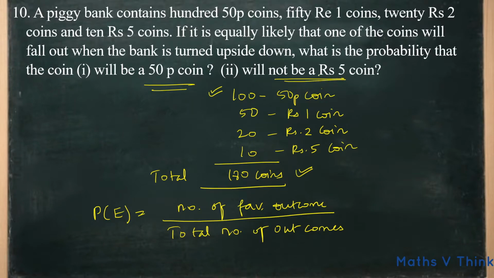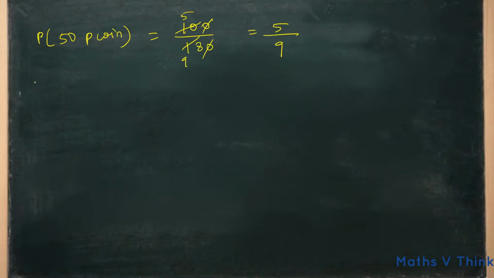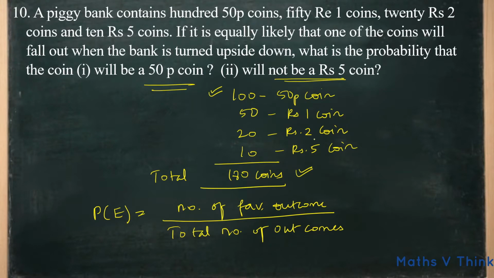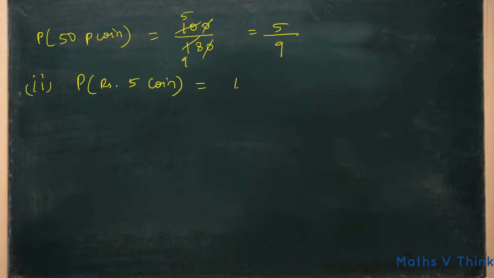Now the next question is, what is the probability that the coin will not be a 5 rupee coin? So first we need to find the probability of a 5 rupee coin. Probability of a 5 rupee coin is equal to, for the 5 rupee coin, the number of favorable outcomes is 10. 10 divided by the total number of outcomes, 180. So 10 divided by 180 is equal to 1 by 18.